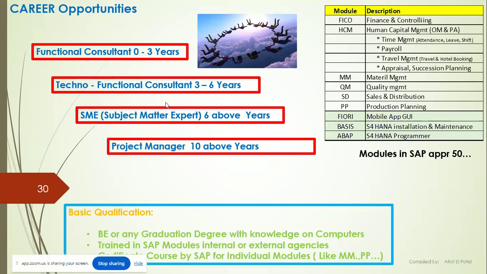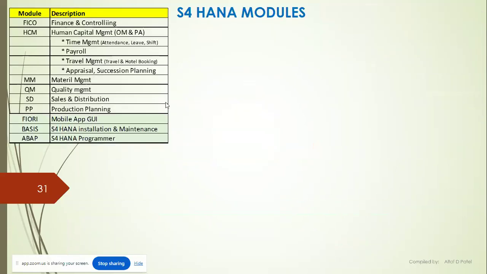The best thing I suggest is you attend some trainings which will cost you 20,000 to 25,000, but do certification for FICO or MM or HCM. That will add value. That will cost you another 25,000 from SAP. So by 50,000, within 3 months, you can become an expert in one of the modules. And obviously, you will get a lot of opportunity calls from the company. So these are the basic modules.